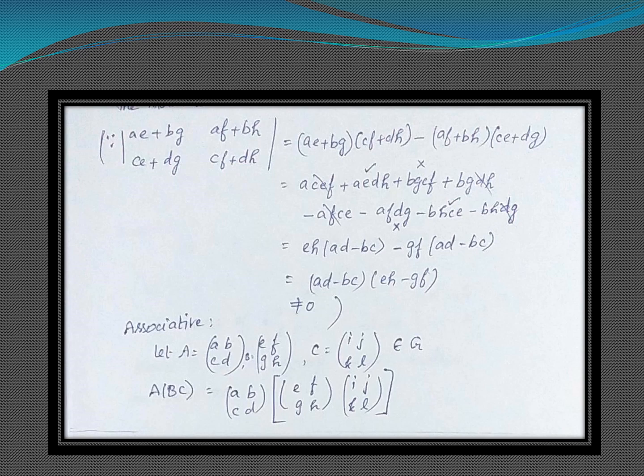The second property is associative. For this, you have to choose three matrices. Let me name them A, B and C. Let us start with A into BC. That is the matrix A, B, C, D into the matrix E, F, G, H into the matrix I, J, K, L. First, we are going to multiply the second and third matrices.